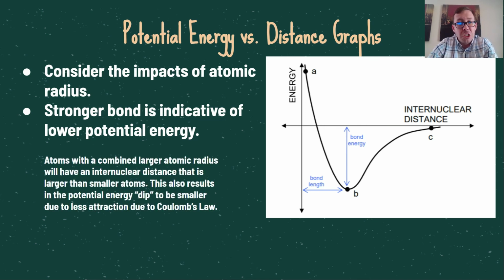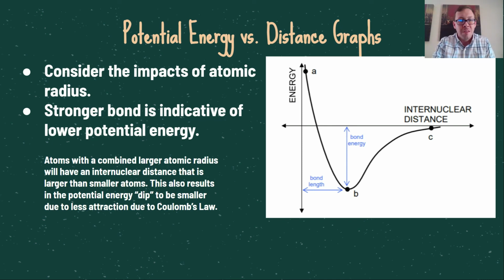Atoms with a combined larger atomic radius will have an internuclear distance that is larger than smaller atoms. So what that means is that if we have a larger internuclear distance, we're going to shift to the right on that graph because the bond length is going to be larger. In addition, this also results in the potential energy dip being smaller due to less attraction due to Coulomb's law. If those atoms are bonded, but they bonded a further distance away from one another, then that attraction is going to be smaller. And so therefore the potential energy dip is going to be smaller than that of what you see here.